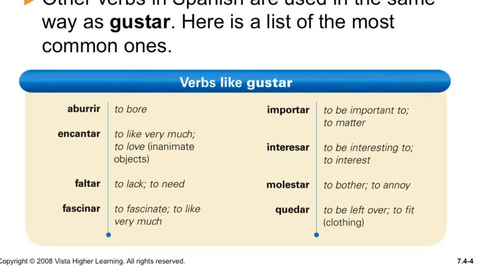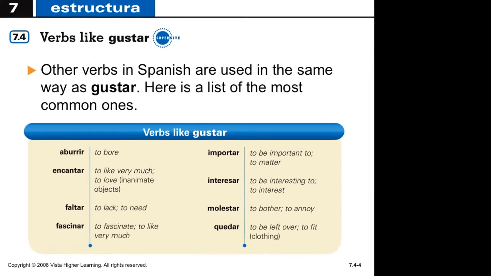Verbs like gustar include aburrir, to bore, encantar, to like very much, to love, faltar, to lack, to need, to be missing, fascinar, to fascinate or to like very much, importar, to matter or be important to, interesar, to be interesting to, to interest, molestar, to bother or annoy, quedar, to be left over, to fit. So now pause and write these down.